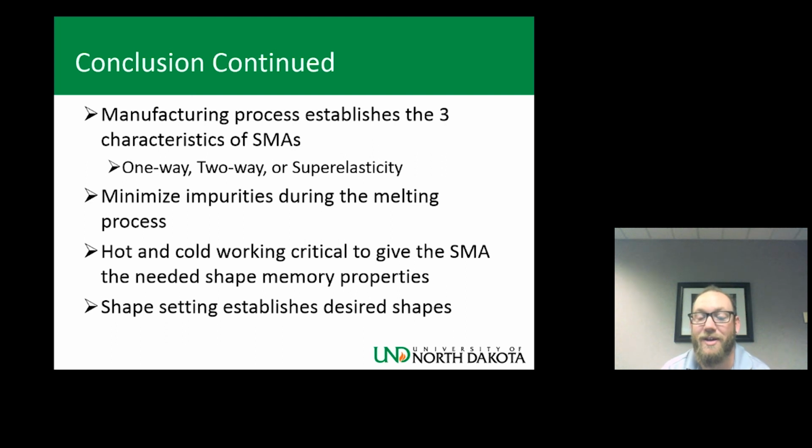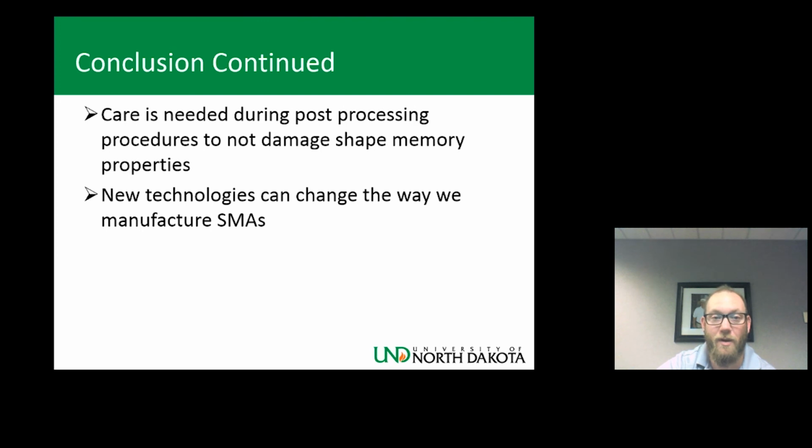You need to minimize impurities during the melting process. The hot and cold working is critical to give the SMA the needed shape memory properties. And shape setting does establish the desired shapes after the other manufacturing processes have been done. You do need to remember to take care during your post-processing so you don't damage shape memory properties in any component. And then there are a lot of new technologies that can change the way the manufacturing is done on SMAs. Thank you very much.